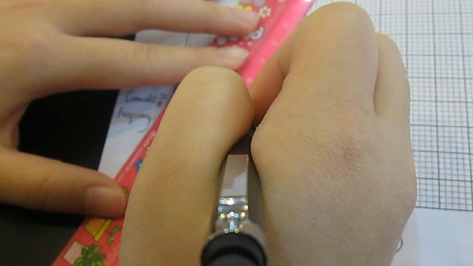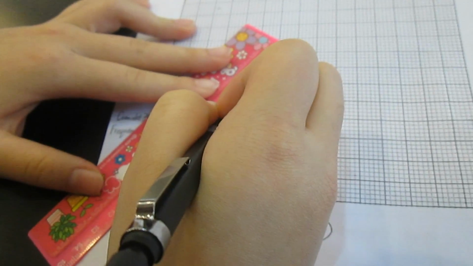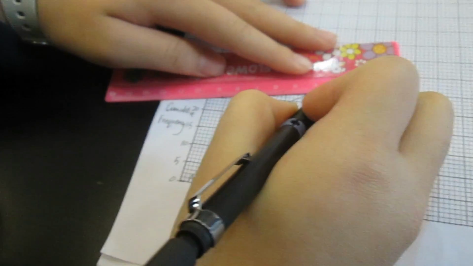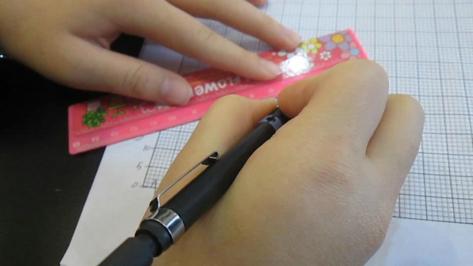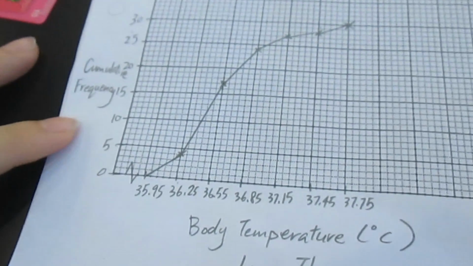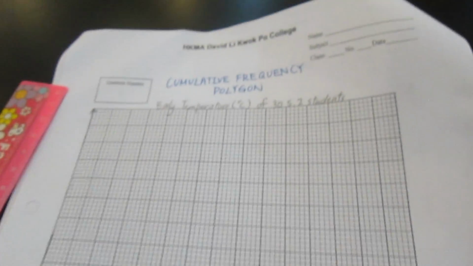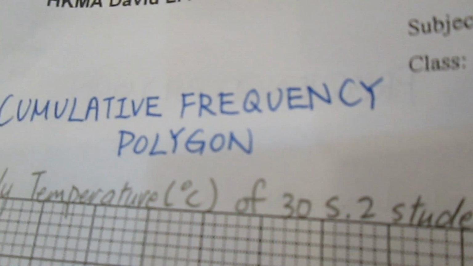Then we have to write down the label, which is body temperature degrees Celsius less than. So you mark down the number for each body temperature less than. For 36.25 is 4, 36.55 is 17, and so on and so forth. After that, join all the points together. So a cumulative frequency polygon.